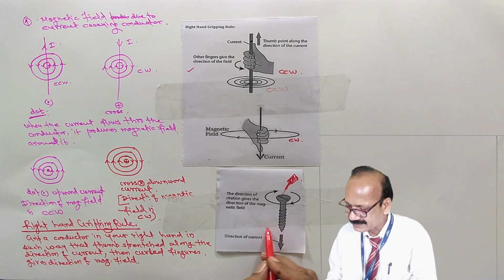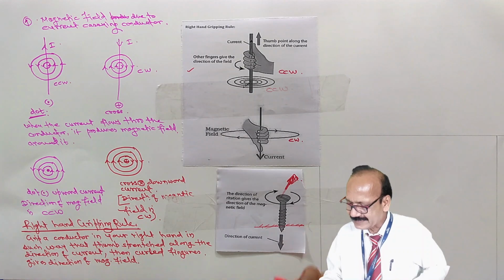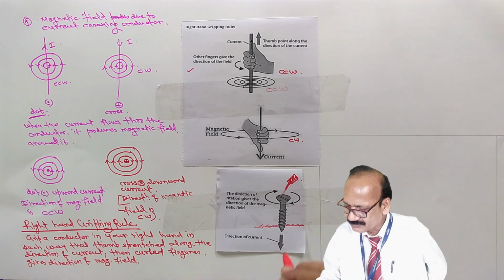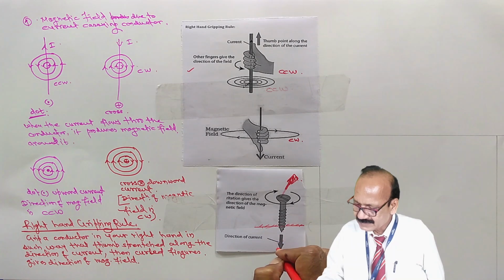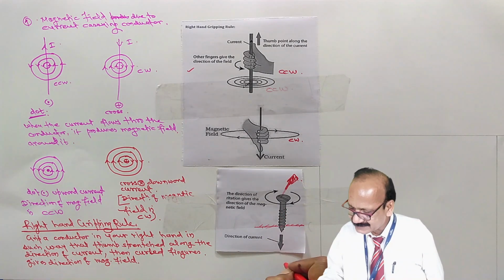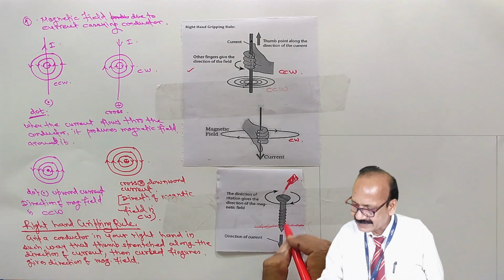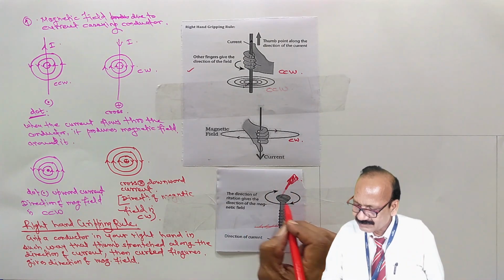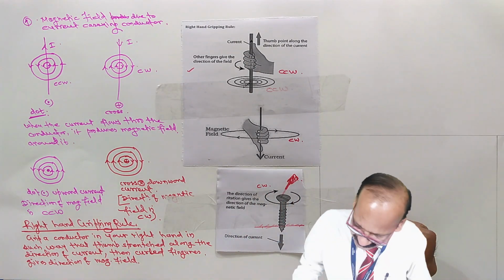So this is a wooden board. The direction of going into the wooden board is the direction of current, and that means in this case, say it is a downward direction of the current, and the direction of the magnetic field is clockwise here.